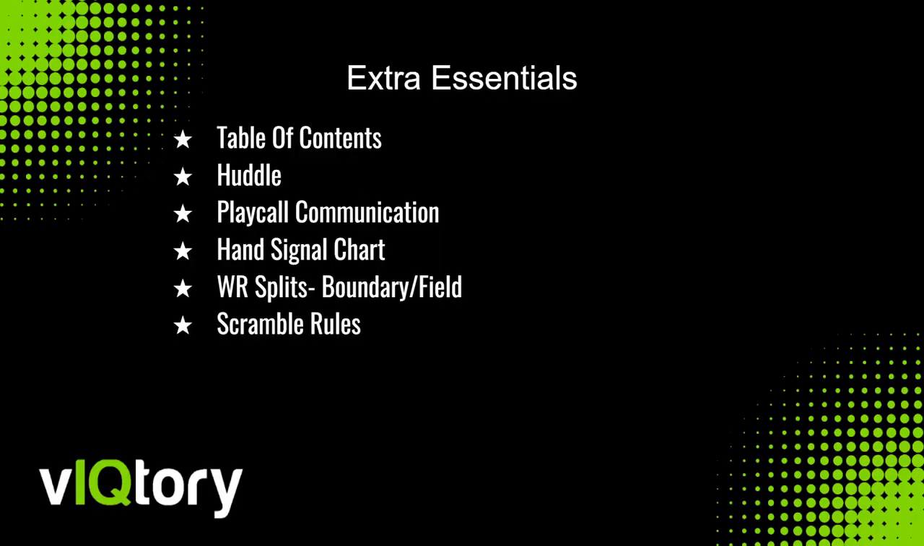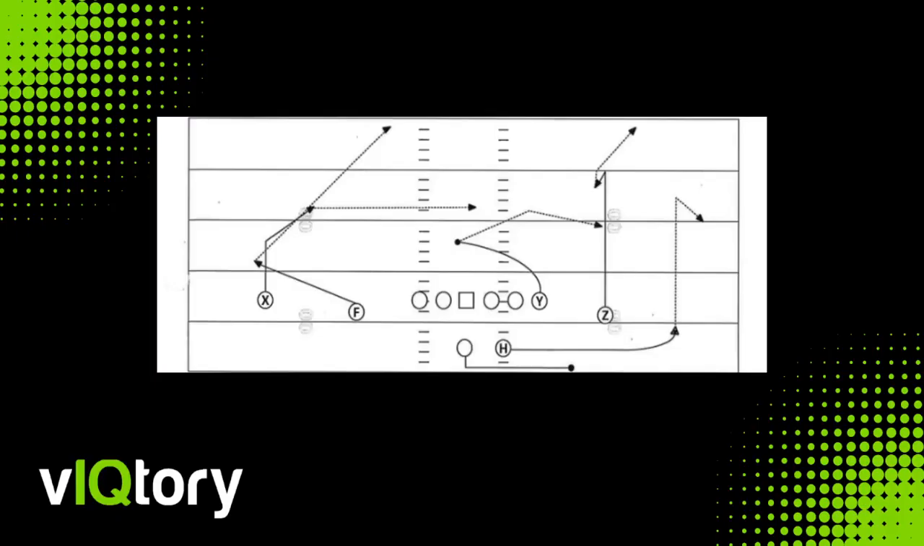The scramble rules. If the quarterback scrambles, where is everyone going? Who's going deep? Who's going short? Who's going intermediate? It's good to have a set of rules so the receivers know which area of the field to attack when the quarterback scrambles.